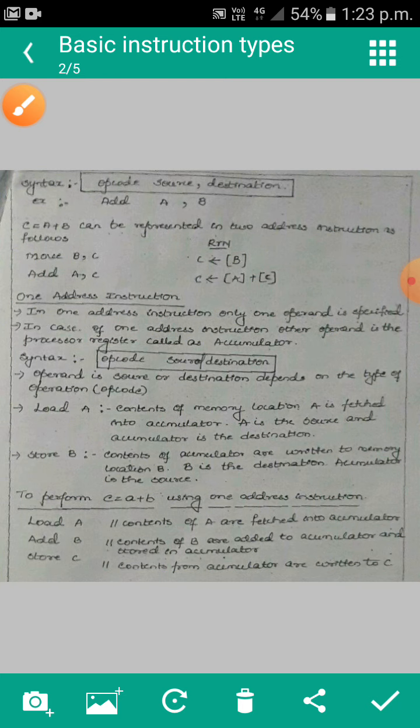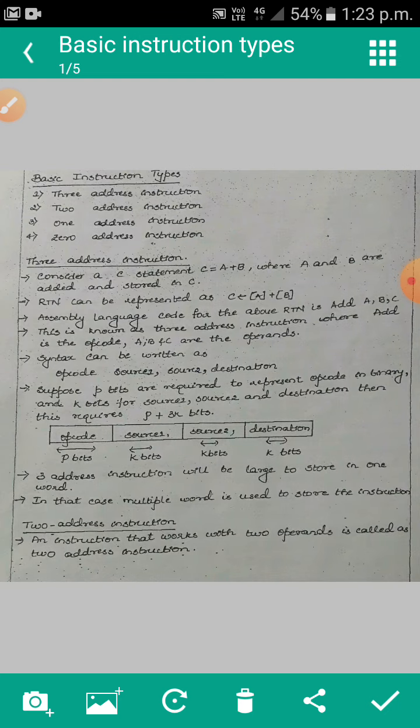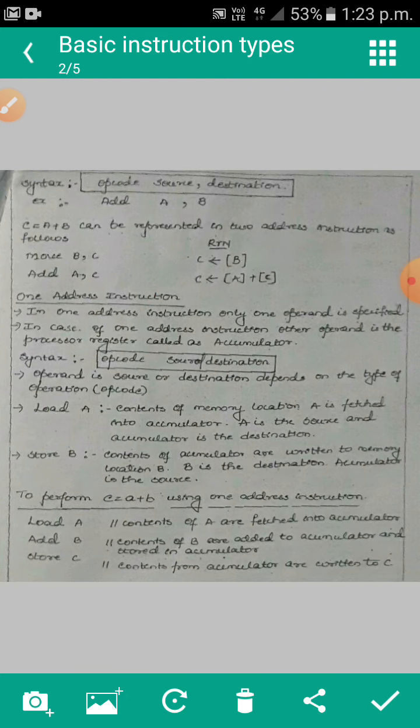We have not used the zero address instruction here. In a zero address instruction we use the push down stack. We will discuss that push down stack in future classes. So you now know how to write these: in a three address instruction we use three operands, in a two address instruction we use two operands, and in a one address instruction we use one operand.